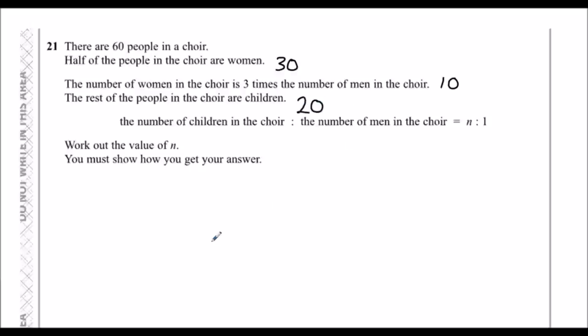The number of children in the choir to the number of men in the choir is n to 1. So 20 to 10, children to men, is the same as n to 1. Well, we can simplify this ratio by dividing both by 10. That's 2 to 1. So n must be 2.